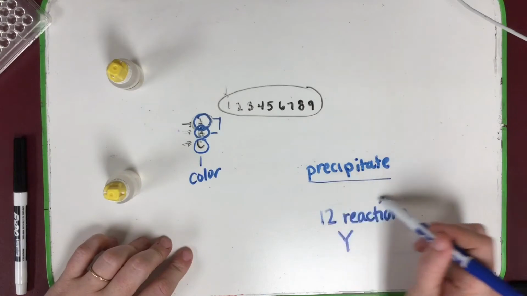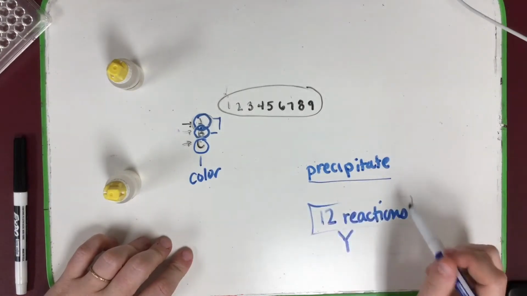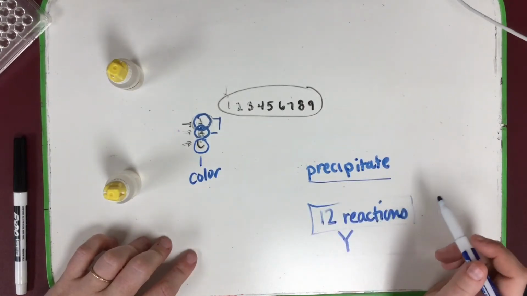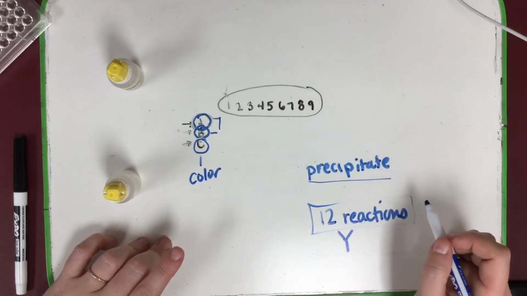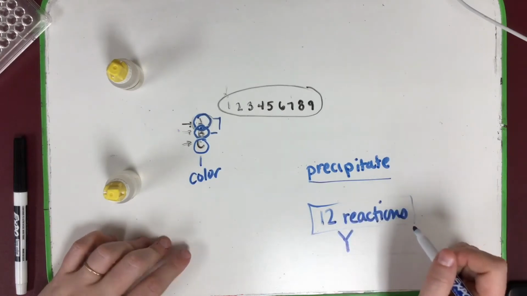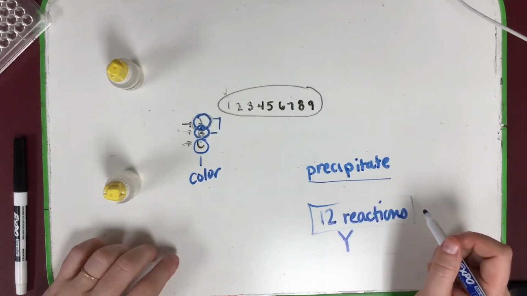If you do not see 12 reactions when you complete the lab, you probably want to call me over before you dump your well plate, just so we can see which one you're missing. Or if you have more than 12 reactions, same thing, call me over so that I can check your results.